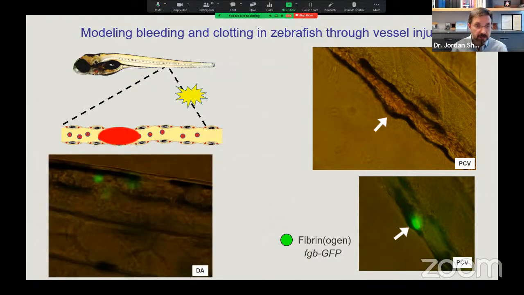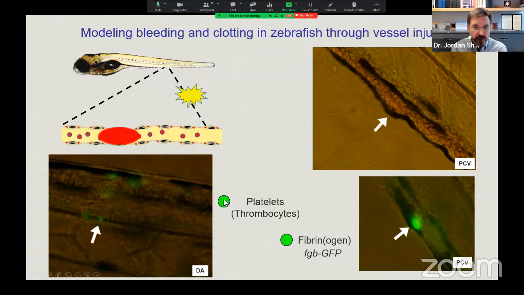In the arterial system, what we see is another group has tagged the equivalent of platelets. They're called thrombocytes, and they tag those with GFP. And you can see when we hit with the laser, we get these green fluorescent platelet clots. And this is like what you see in stroke and heart attack, platelet clumps in the brain or in the heart. And in deep vein thrombosis, it's typically fibrin-rich clots. So we're seeing the same kind of symptoms in a fish that we see in humans.